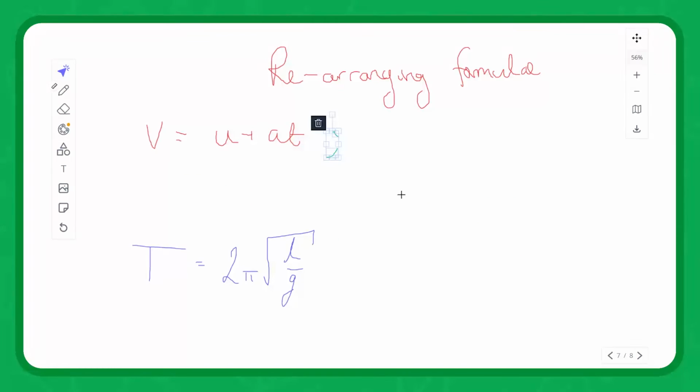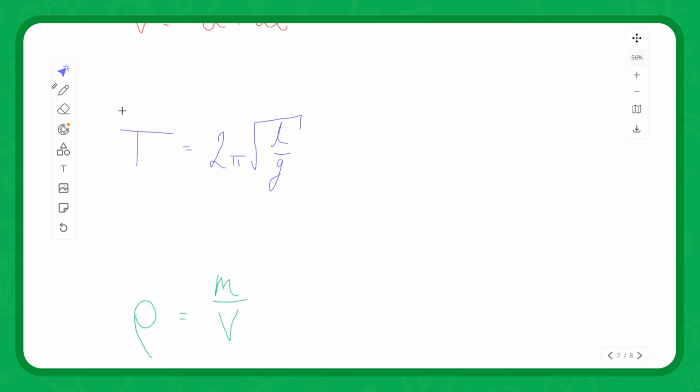However, if we increase the complexity, we have something that looks like this. This is the equation for how long a pendulum takes to swing, and it only actually depends on the length of that particular swing. The rest of it is just constants. Let's say we wanted to rearrange in terms of L. There's a few steps that we could do to go first.